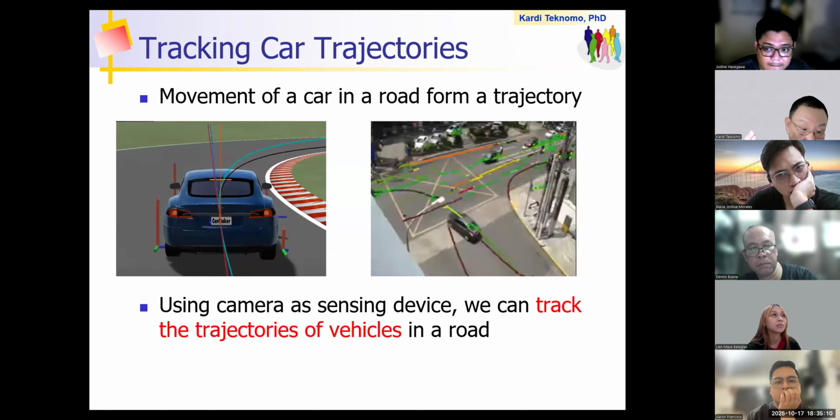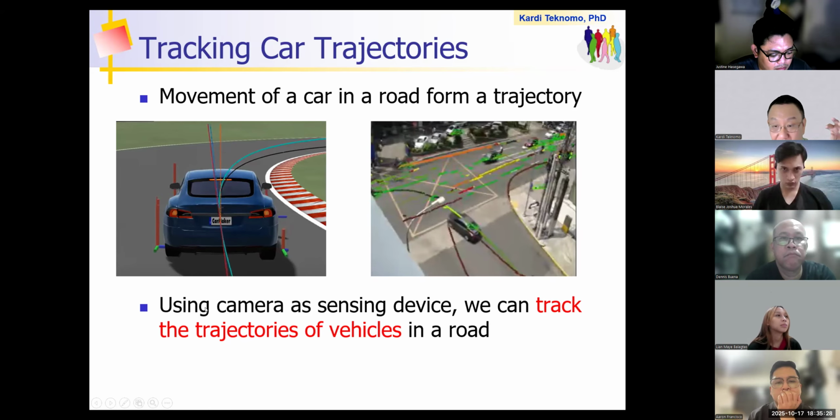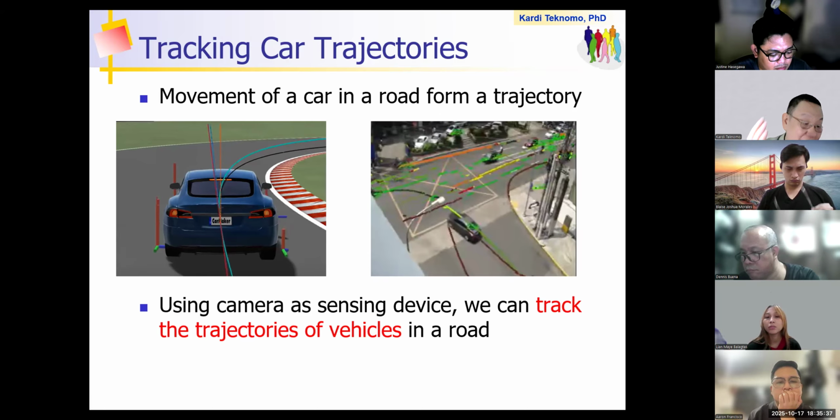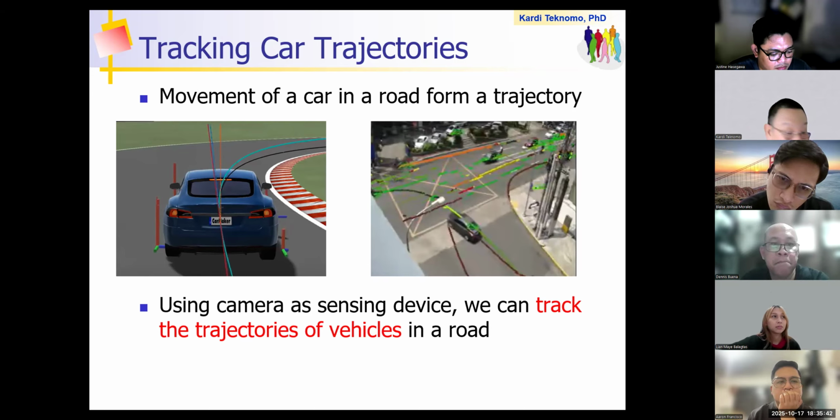We want to get the potential car accident at an intersection, so we track the car movement. Each line here, each color, represents one ID. Can you see that? Using a camera as a sensing device, we can actually track the trajectory of vehicles on the road. The simplest thing is knowing how many are turning left, turning right, and so on. This is easy to get from trajectory.